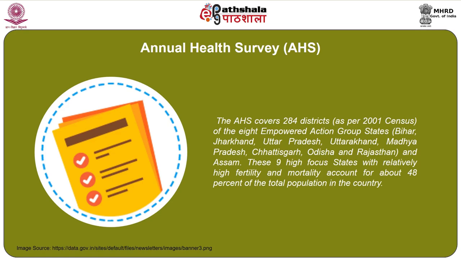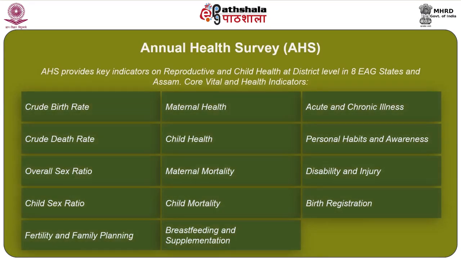These 9 high focus states with relatively high fertility and mortality account for about 48% of the total population in the country. The annual health survey provides key indicators on reproductive and child health at the district level, for 8 EAG states and Assam. Its core health and vital indicators mainly focus on measurements like crude birth rate, crude death rate, overall sex ratio, child sex ratio, fertility and family planning, maternal health, child morbidity, mortality, breastfeeding and supplementation, acute and chronic illnesses, personal habits and awareness, disability and injury, birth registration.